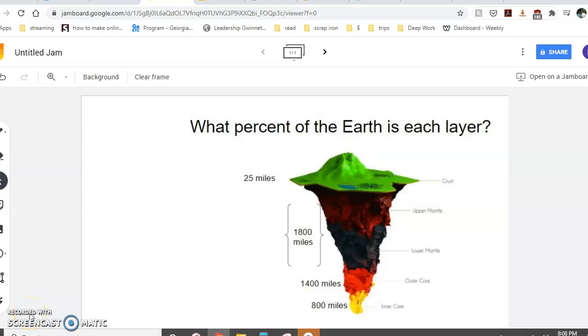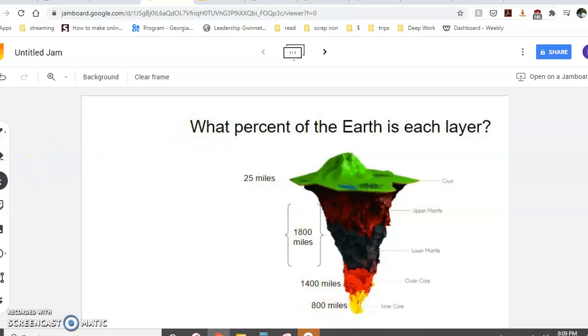What percent of the Earth is each layer? Well, as you'll recall, percents are part-to-whole ratios converted to parts out of 100. So I've got all these parts. The part that's the crust is 25 miles. The part that's the mantle is 1,800 miles. The part that's the outer core is 1,400 miles. And the part that is the inner core is 800 miles. So that's all my parts.